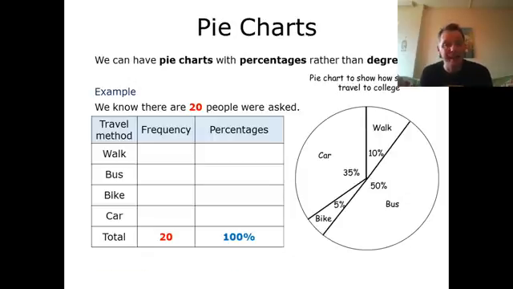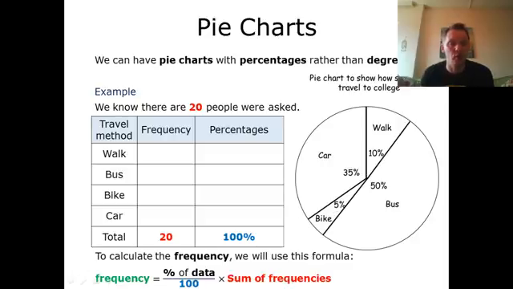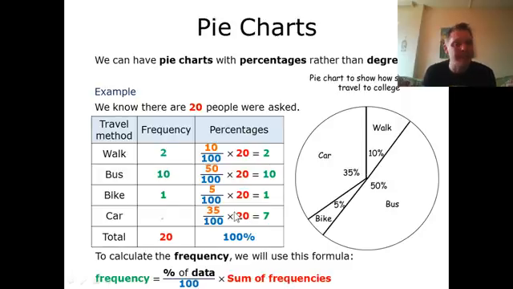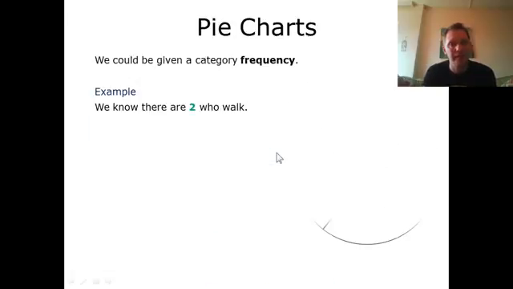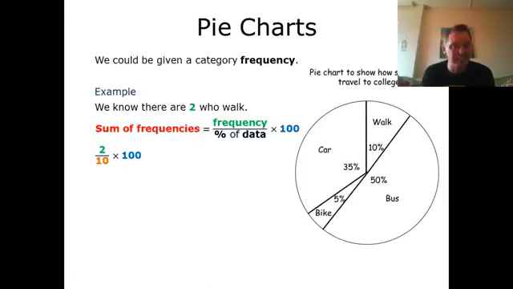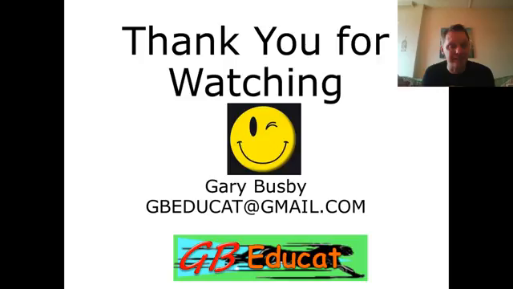We could be working in percentages rather than degrees, and this is the exact same except you are replacing your 360 with 100 because you've got 100% in total. And it is the exact same process as what we've gone through before, except replacing the 360 with 100. And again, we can do the exact same for working out if we're given one of the frequencies for the categories, and then using that to calculate all the others.